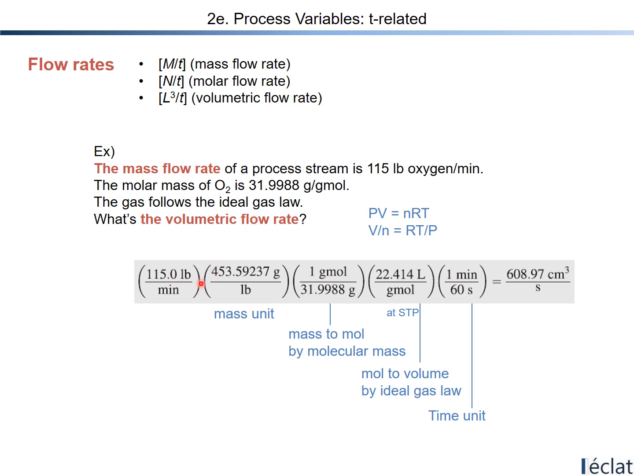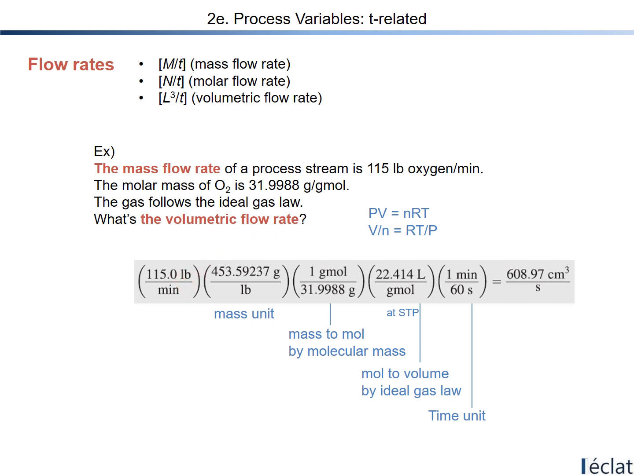The starting point is here from the question, 105 pound oxygen per minute. Then I want to change the pound to gram, because molar mass or molecular weight is given to us in the unit of gram per gram mole. So after getting the mass in gram, then we could convert to the volume.